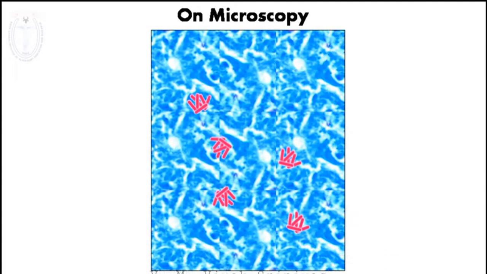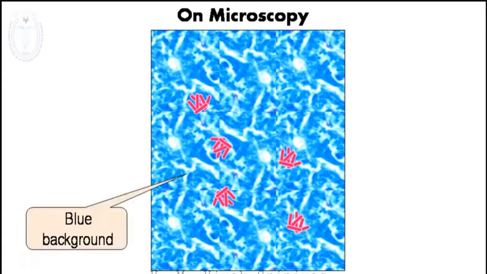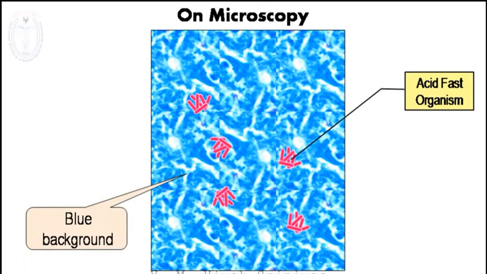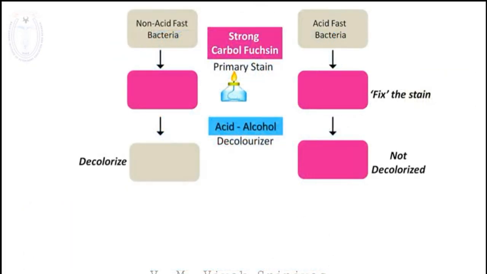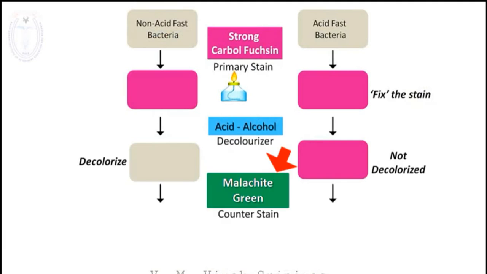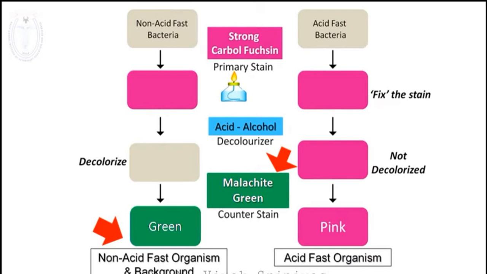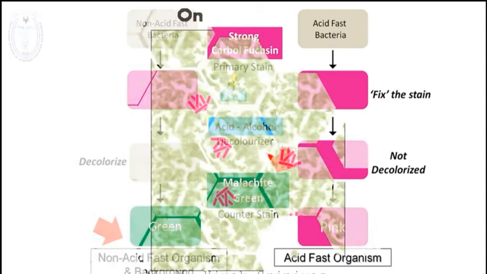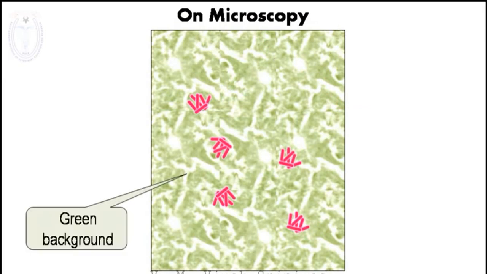The spirit lamp, the distilled water, the smear prepared from a sample that is air-dried and heat-fixed, and lastly, the staining rack. These are the requirements for conducting the acid-fast staining procedure. On microscopy, the background appears green, and the acid fast bacteria stain pink.